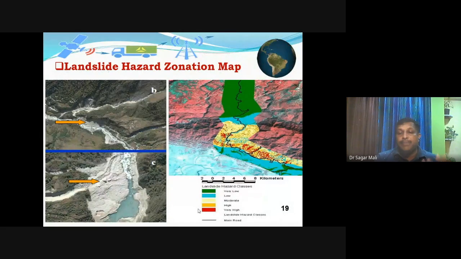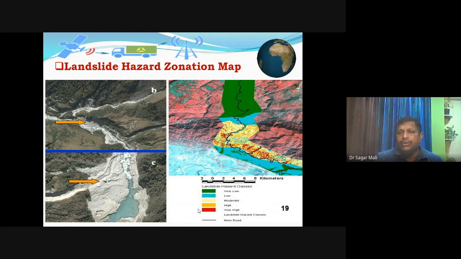In that we can use the parameters of rocks, slope, rainfall of that area, and permeability of the rock. So all these parameters we can combine, and in a GIS environment we can make the model to find out where the landslide risk is very high.